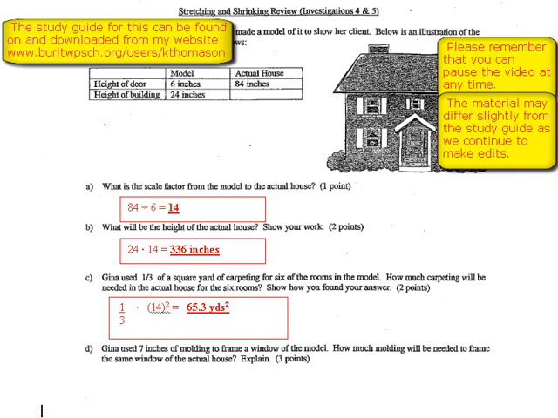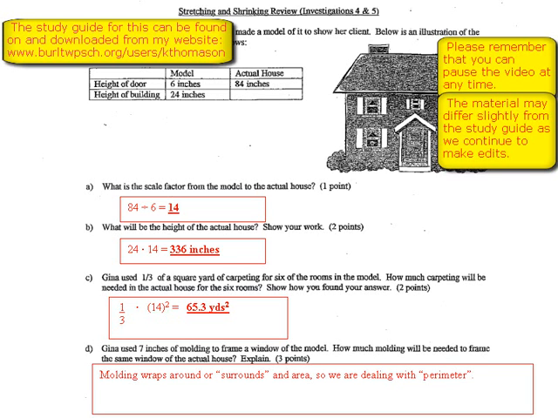D reads, Gina used 7 inches of molding to frame a window of the model. How much molding will be needed to frame the same window of the actual house? And it says explain. Well, the first thing I want to say or get down on paper somehow is molding wraps around or surrounds an area. So we're dealing with perimeter for this particular problem. So we want to use the perimeter formula, which is the original perimeter times the scale factor. It's not squared, just a plain old scale factor. That will give you the new perimeter.